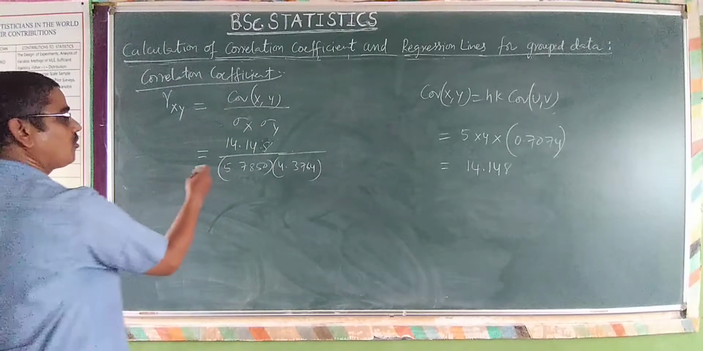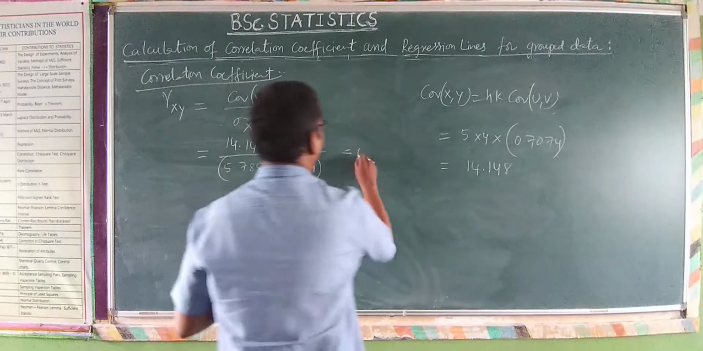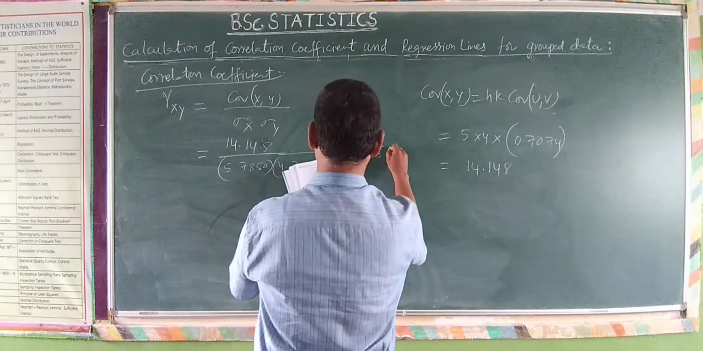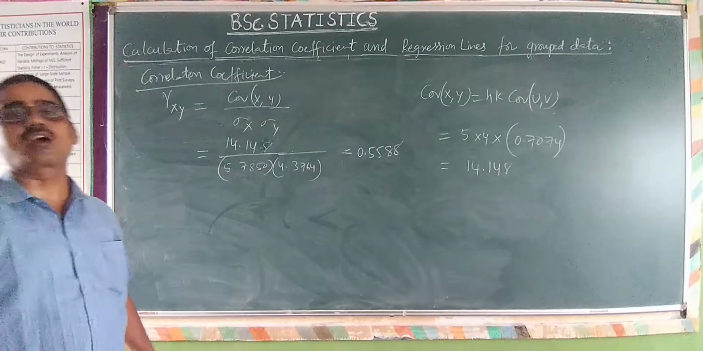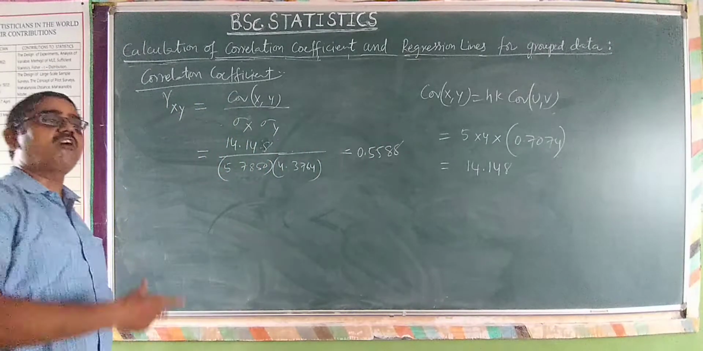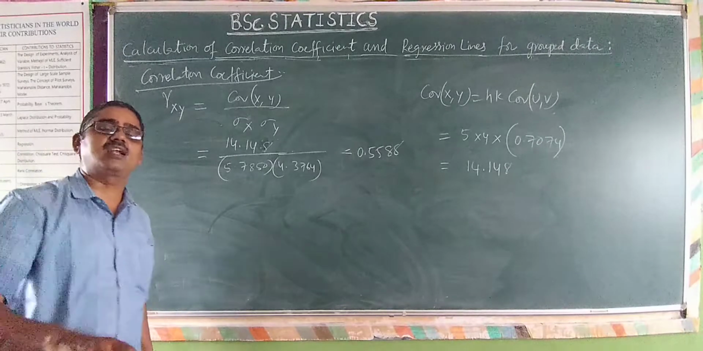And then therefore the correlation coefficient value is 0.5588. So this is the value of the correlation coefficient we have calculated at the end. So with the help of x bar, y bar, sigma x, sigma y and r, we can calculate the regression lines.